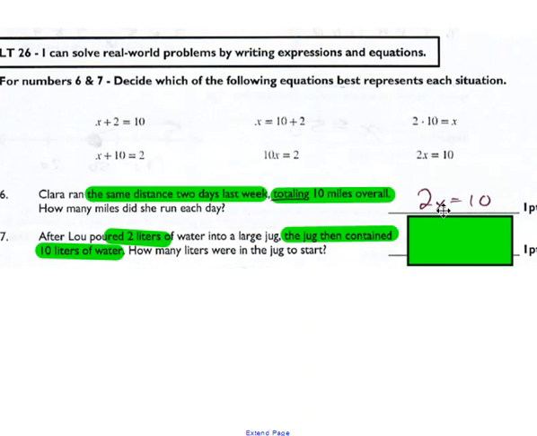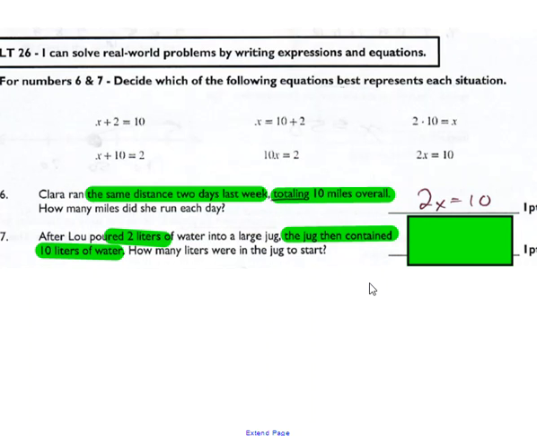So she ran 2 days, a certain number of miles, it's 10 total. Now you could even figure this out and say, I know she ran 5 miles each day, and that would be true.